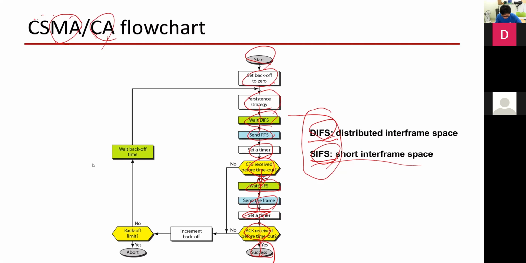Let's go back. If the CTS is not received, increment the backoff. Then check whether it has exceeded the backoff limit. The backoff limit is usually 7 times. If it exceeds the limit, I give up. If not, I do this again and try to succeed. And if your ACK is not received, then increment the backoff and try again. Now we understand the flow chart of Wi-Fi communication.